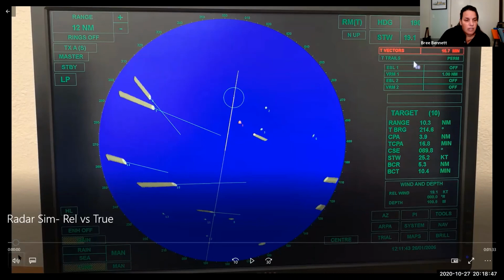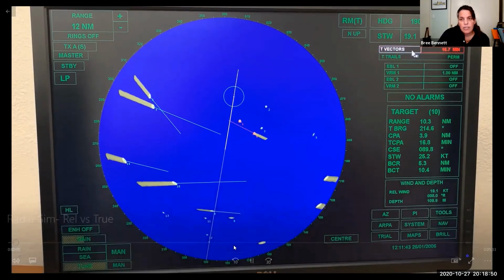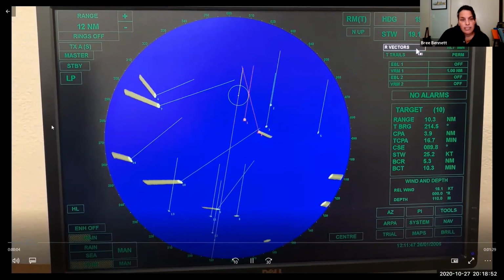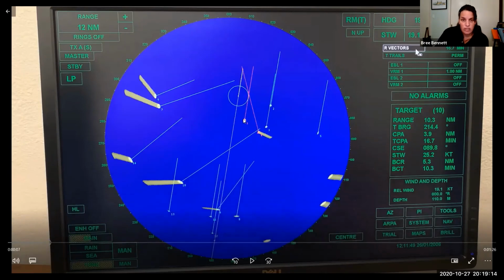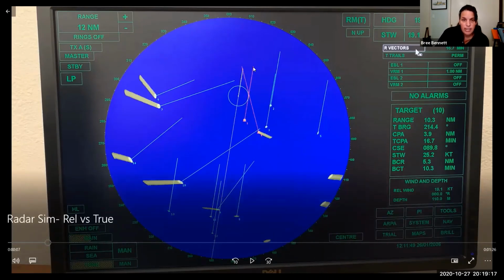Now I'm going to push play again, and I'm going to toggle back here between relative and true. So let's pause here on relative. Relatively speaking, these two vessels are going to pass behind me. This is the center of the screen. This is me. These two vessels are going to pass behind me. This target is not moving. It is just paralleling what I am doing at my same speed. This vessel is not moving. This vessel is not moving. This vessel is moving, but it's still going to pass behind me.